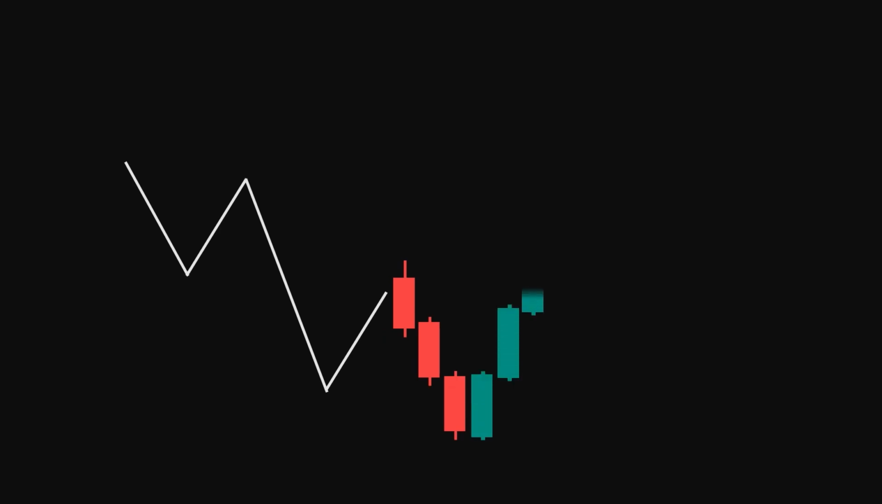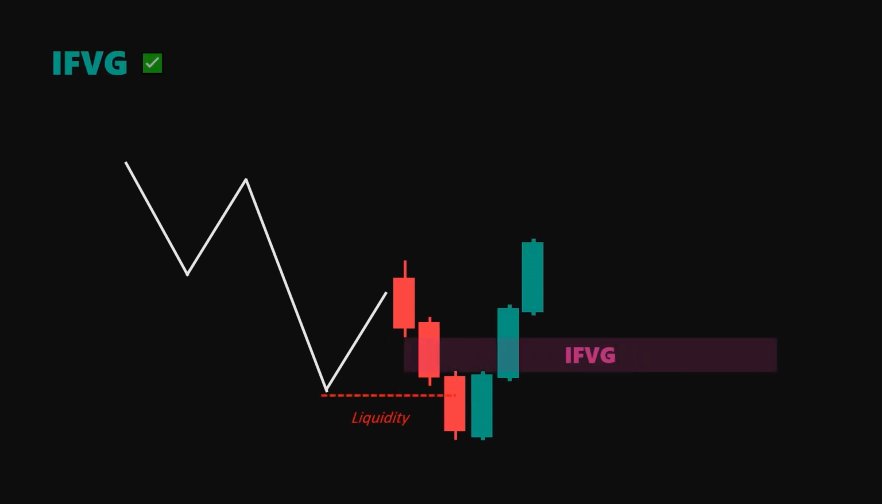Let's break down the full reversal sequence you want to see. 1. Inverse fair value gap. A bullish FVG gets broken through, hinting at a sentiment shift. 2. Change in state of delivery or CSD. The structure starts changing, and an order block forms.